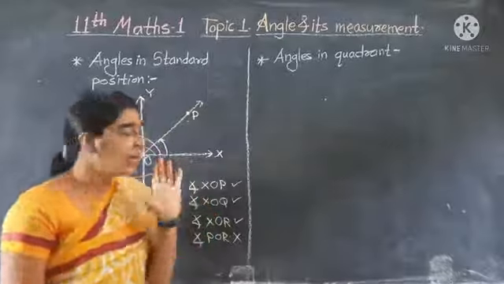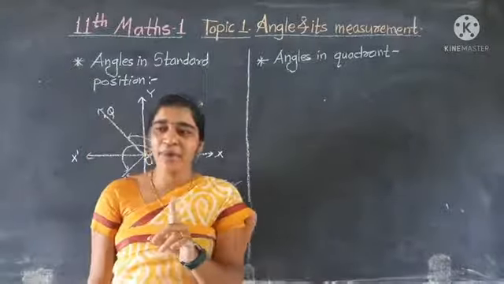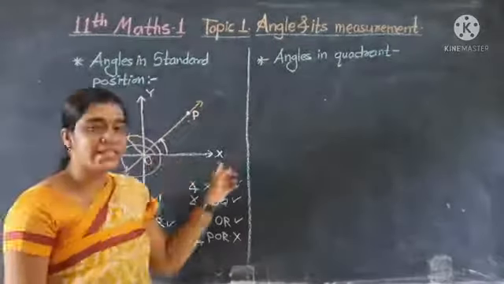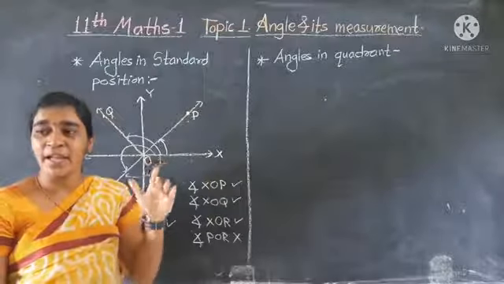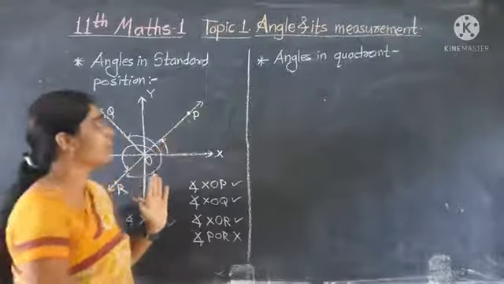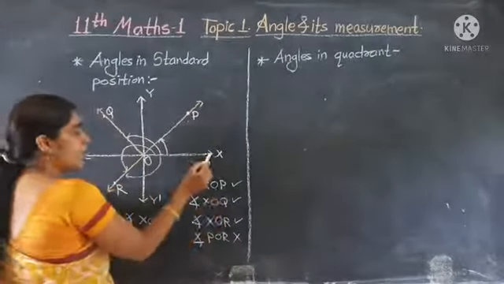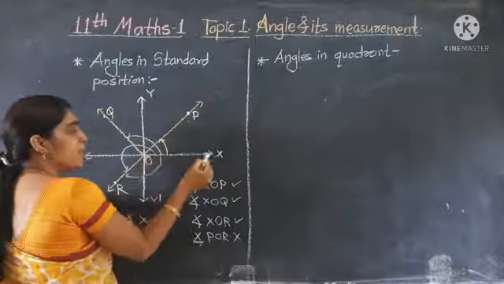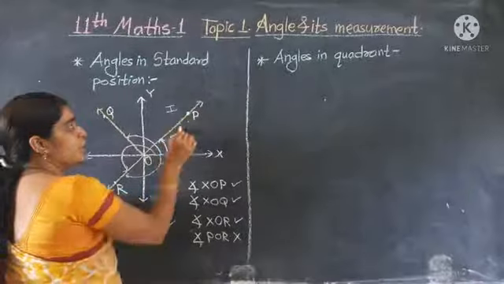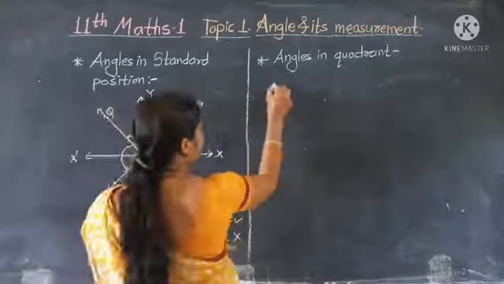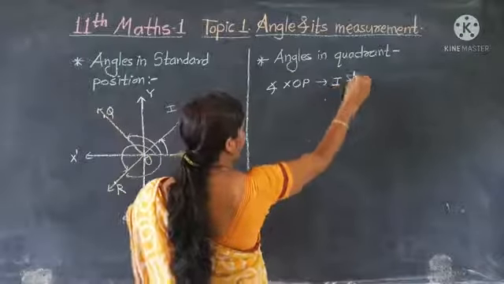ओके, बघा, प्रत्येक angle in standard position चा initial arm काय असणार आहे? Positive x-axis वरच असणार आहे. ओके, फक्त बघायचं काय, आपण आता terminal arm कुठं आहे त्यावरच quadrant ठरणार आहे, कुठल्या quadrant मध्ये angle आहे. मग या angle चं बघा, XOP या angle चा terminal arm कुठल्या quadrant मध्ये आहे? First quadrant मध्ये. So directed angle XOP lies in first quadrant.